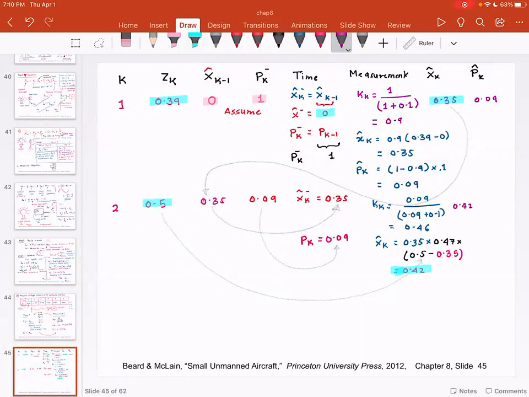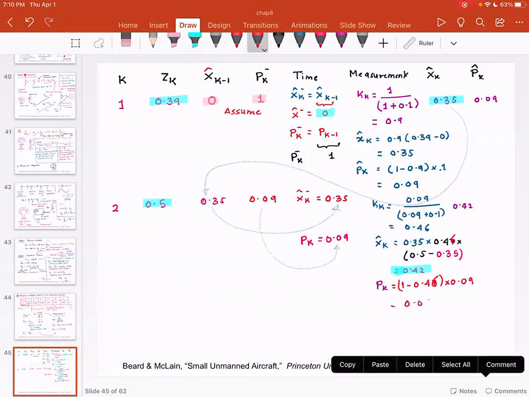And then the last step is finding out pk. So pk becomes 1 minus 0.47. Actually, this should be 0.46 here, just to be clear. This should be 0.46 multiplied by 0.09, and that gives me 0.048. And this becomes 0.048.